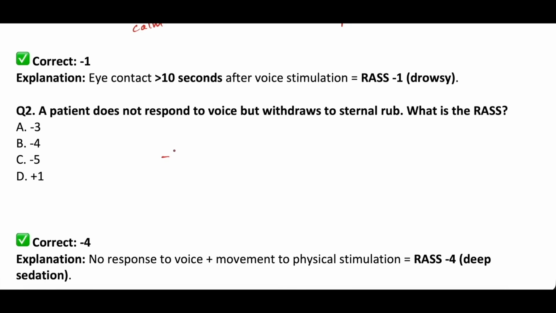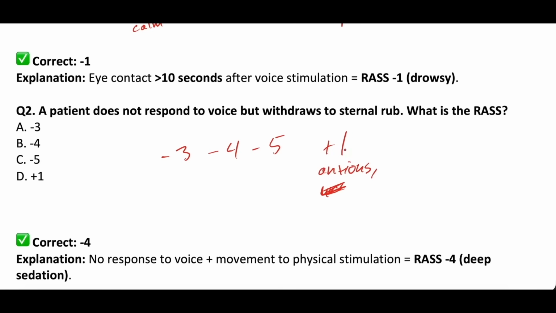Again, let's write them out: -3, -4, -5, and then they put +1 in there, or I guess we did. So just to cover +1, right? +1 is that you are a little anxious. It's on the plus side. You are awake spontaneously. You're anxious, a little apprehensive.